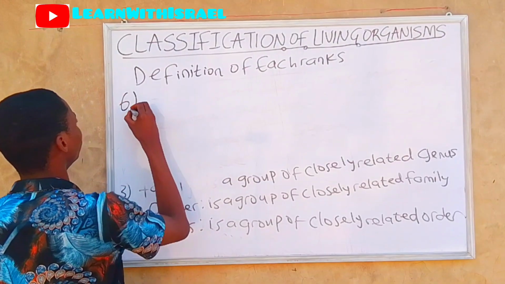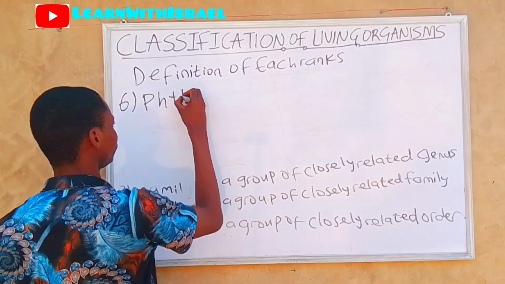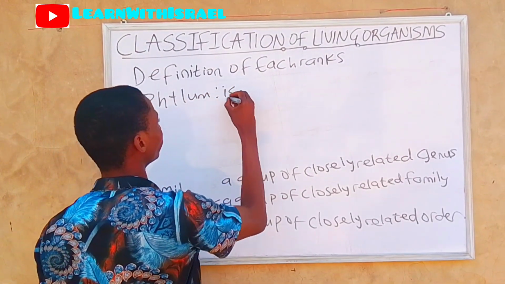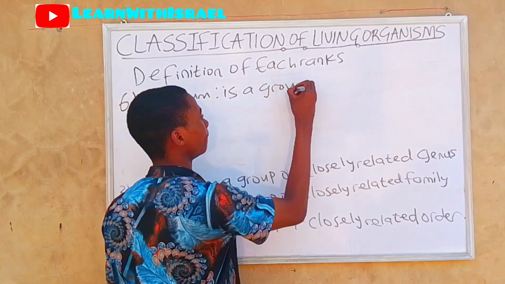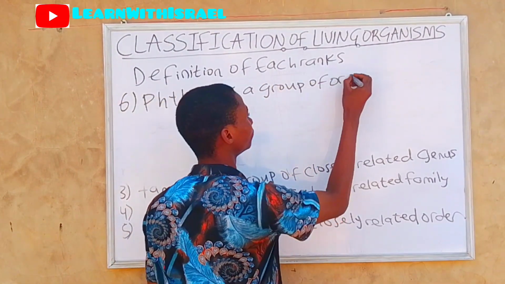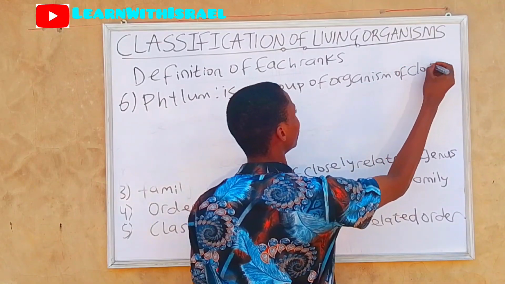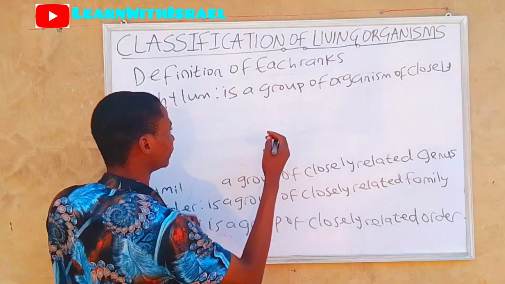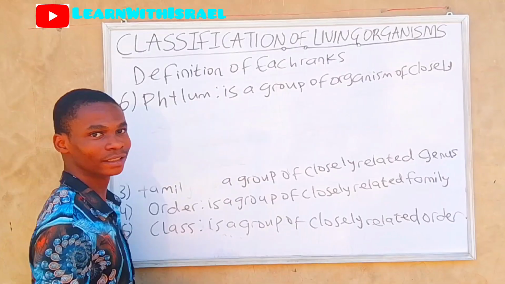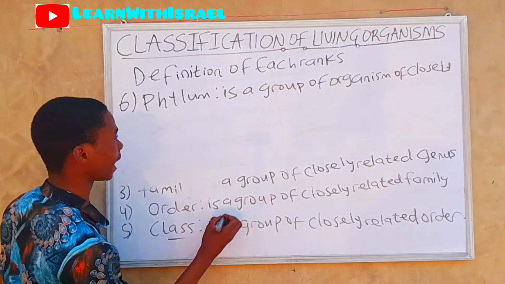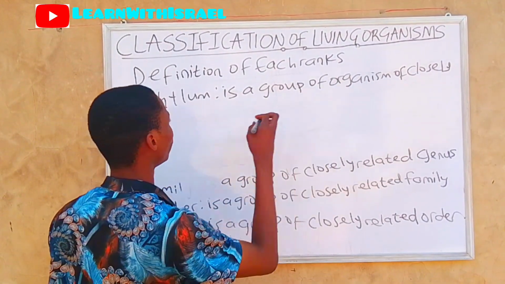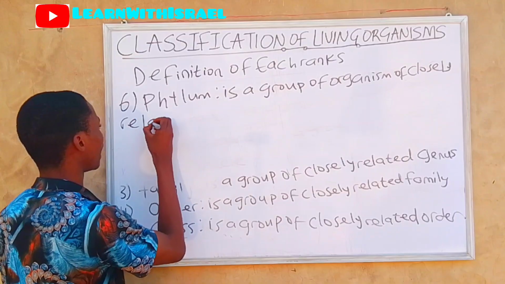So phylum is a group of organisms of closely related what? What is next to phylum in the hierarchy? The next one to phylum in the hierarchy is class. So it's a group of organisms of closely related class.